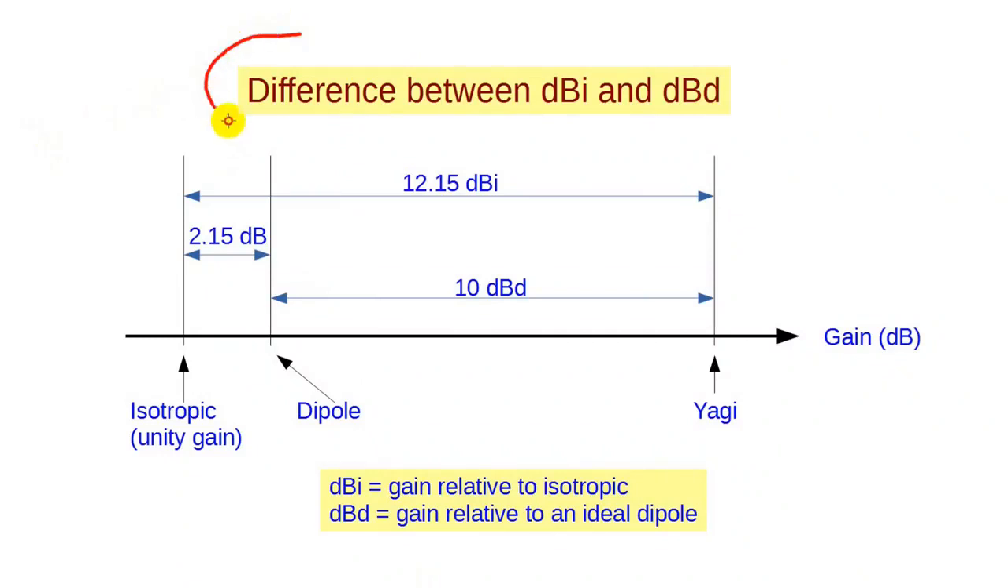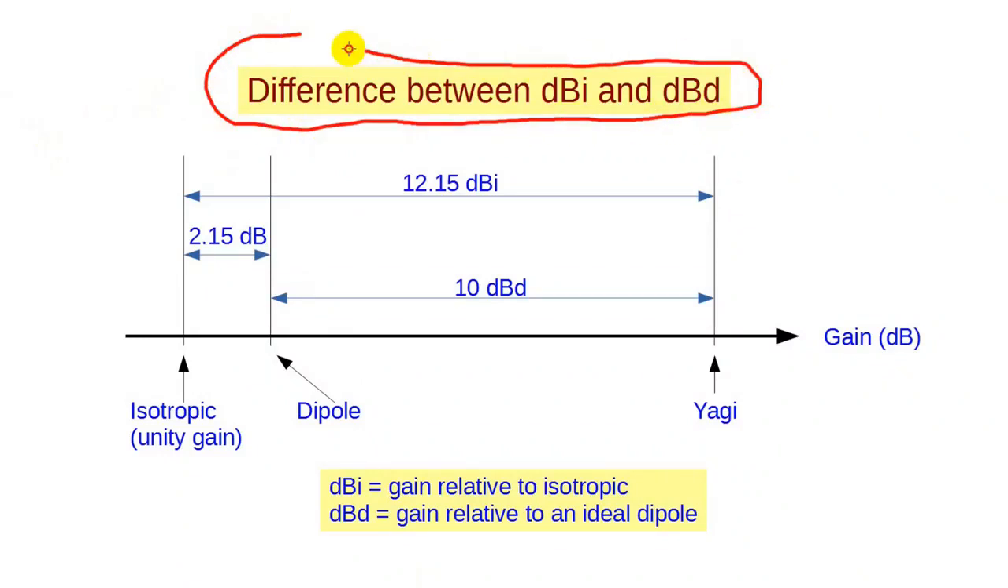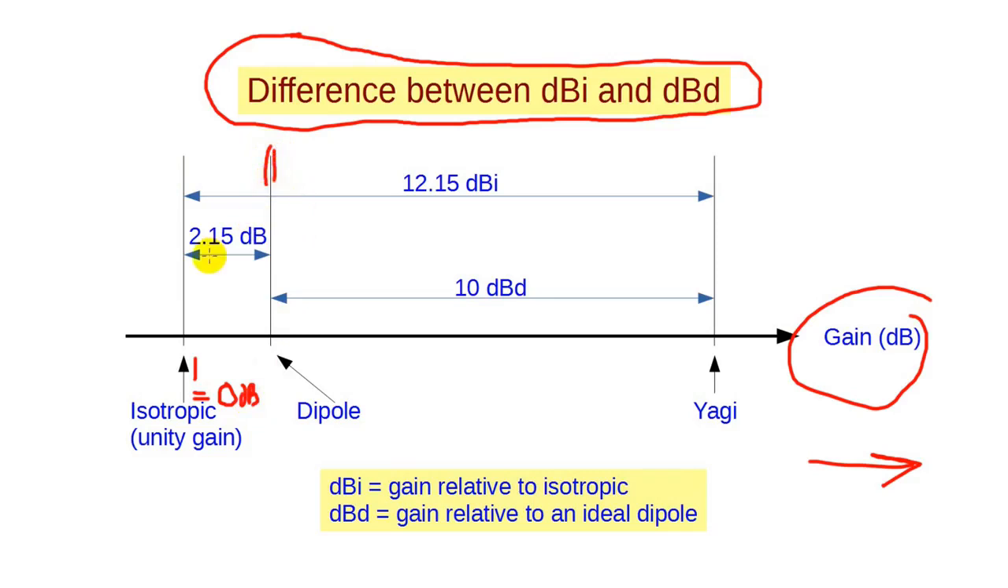So, here's how it works. Let's let the x-axis represent gain, with higher gain to the right. An isotropic radiator has unity gain, meaning it doesn't add or subtract to the signal in any direction, and all RF power is converted to radio waves with no losses. Unity gain means a gain of 0 dB. A dipole has some gain in its strongest direction, about 2.15 dB compared to an isotropic radiator.